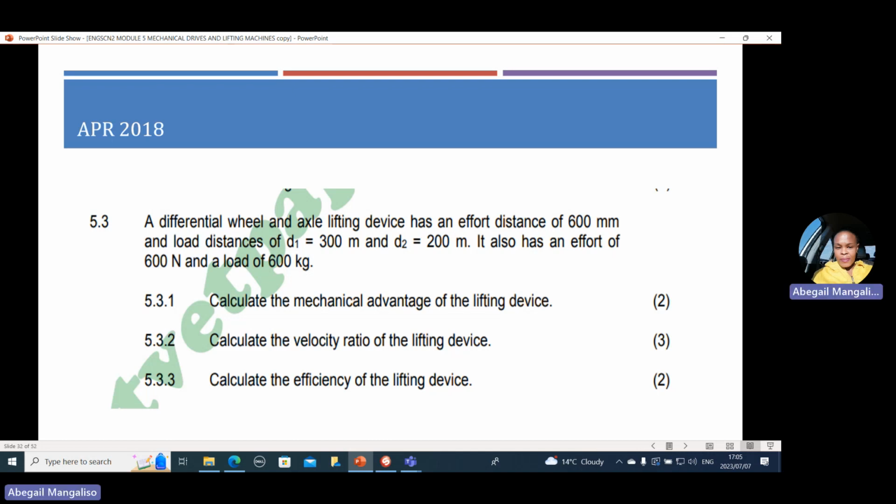It also has an effort of 600 newtons and a load of 600 kg. So the load is given in kg, but the effort is given in newtons. The first question says, calculate the mechanical advantage of the lifting device. So MA is load over effort. Let's look at the solution on how to calculate mechanical advantage.